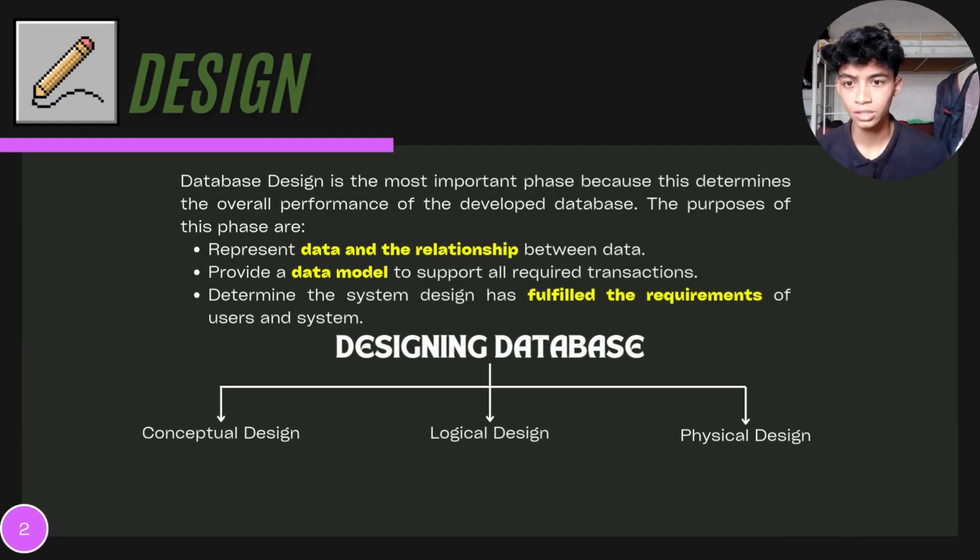Alright, for database design, the design phase is vital as it determines the overall performance of the system. This phase involves representing data and their relationships, creating a data model to support recurrent transactions, and ensuring the design fulfills user and system requirements. It is divided into three stages. First, conceptual design, which defines the structure of the data. Second, logical design, which develops the database schema. And last but not least, physical design, which focuses on implementing the system. These steps ensure the database is efficient, functional, and reliable.